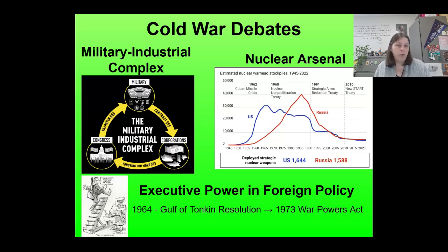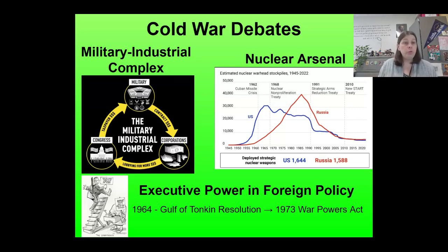What Eisenhower feared was that the American economy would become so dependent on government money, government funding, and that they would become so intertwined that it would be long-term harmful for the economy and for the country. So there was a lot of debate again about how much defense spending is good for the country.